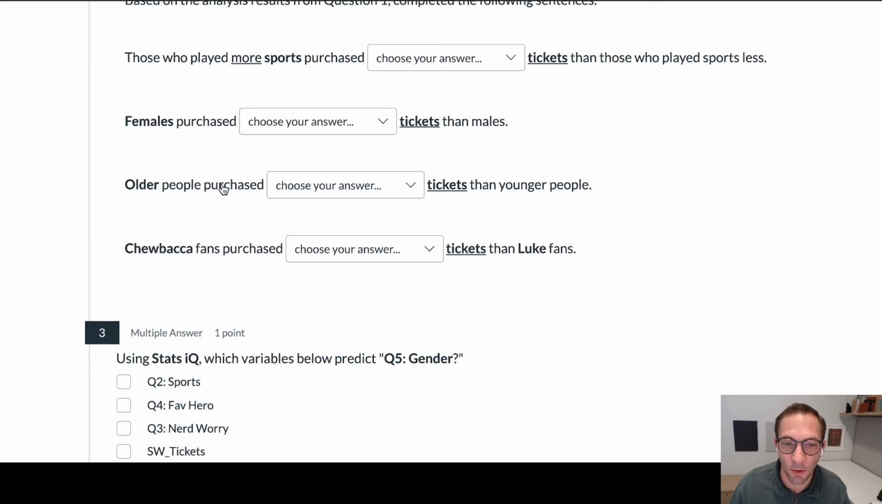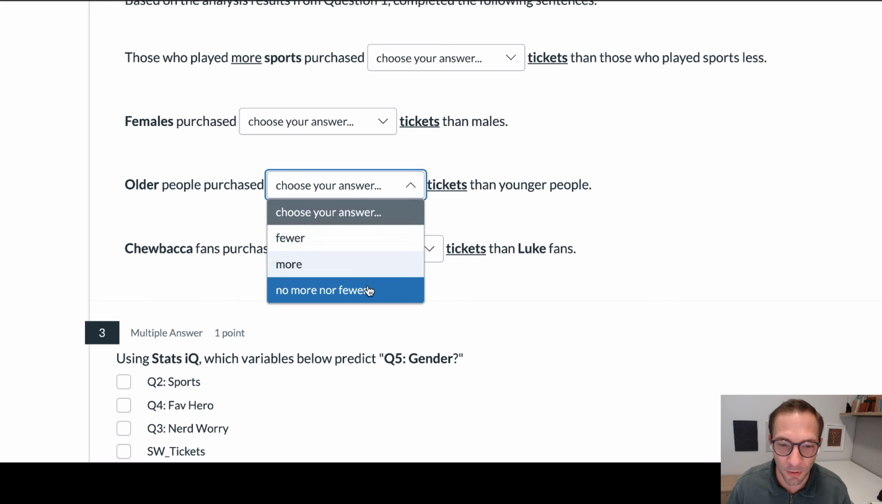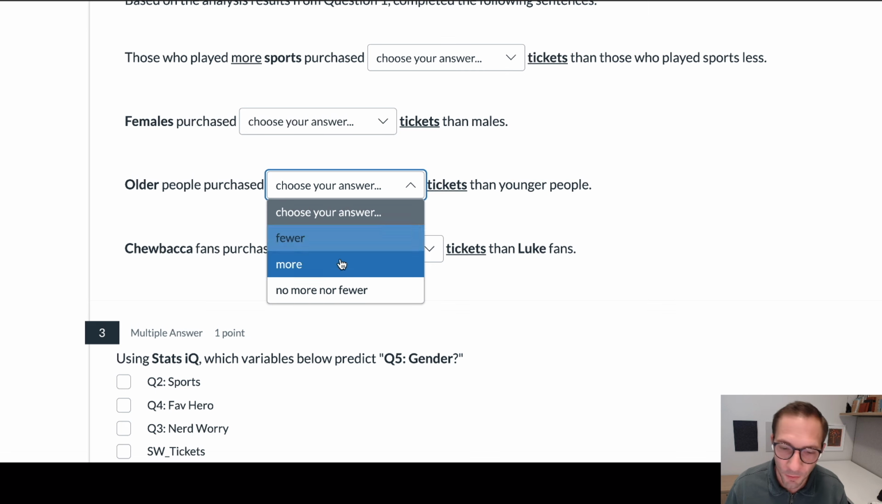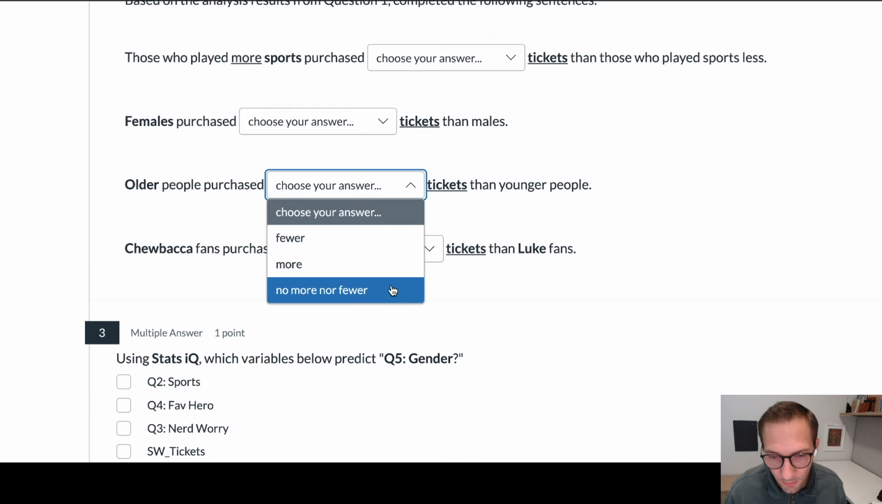Okay, this one, older people purchase blank tickets than younger people. Here's age. This is a number. We already covered what happens if your input is a number and your output is a number. So this one I can give to you. Just remember, if it's a negative beta, you're doing fewer. If it's a positive beta, you're doing more. If the p-value is not significant though, it's no more nor fewer.